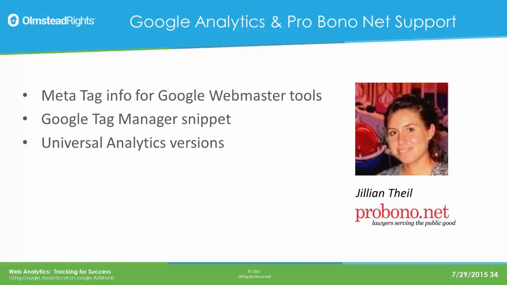So here's some information that we would need from you to implement this, and again, this is for folks on the Pro Bono Net platform. We would need the meta tag information for Google Webmaster Tools and the Google Tag Manager snippet provided to us. Our preference also is to make sure to use the Universal Analytics versions of these tools, as Google Analytics is switching over to Universal Analytics.